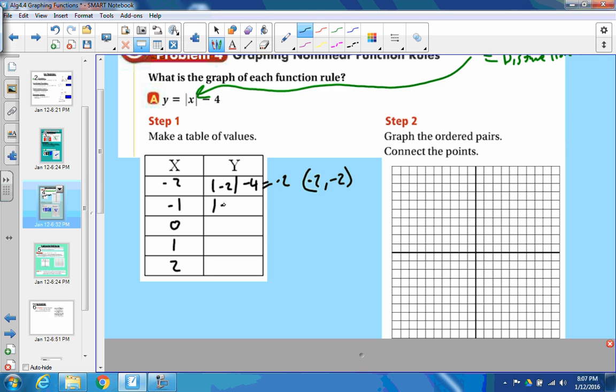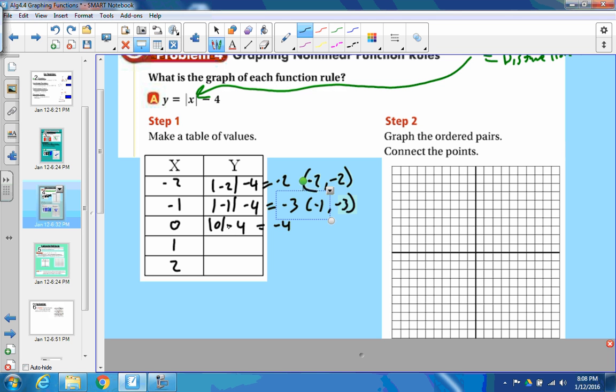Now we plug in negative 1 for the x. Take the absolute value of that and subtract 4. Absolute value of negative 1 is 1. Minus 4 would be negative 3. So negative 1, negative 3 is our ordered pair. Next one, absolute value of 0. Absolute value of 0 is just 0. That's no distance away from 0. Minus 4 would be negative 4.